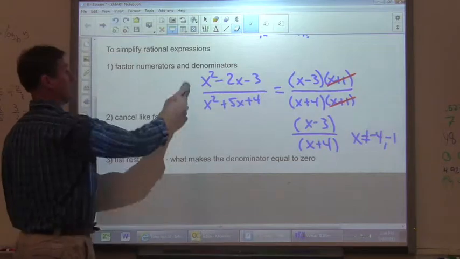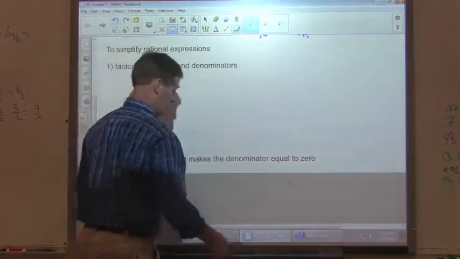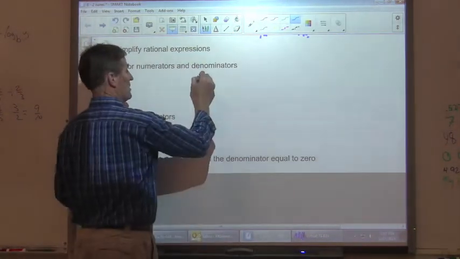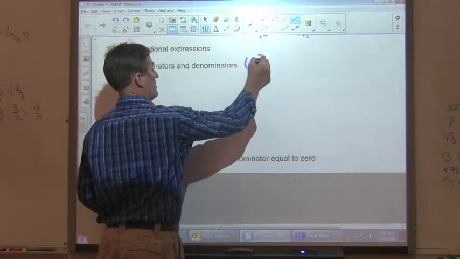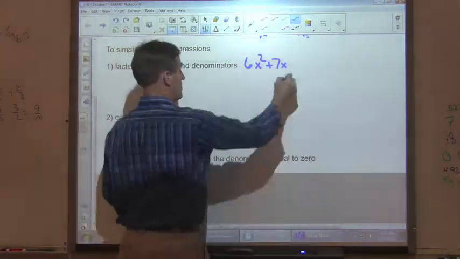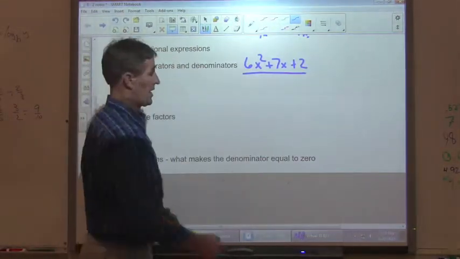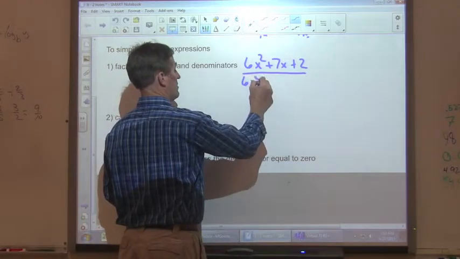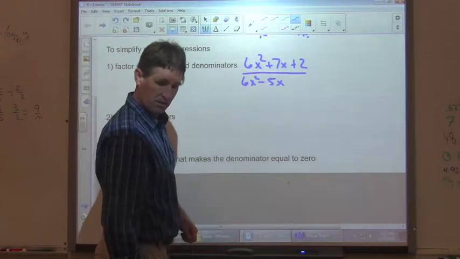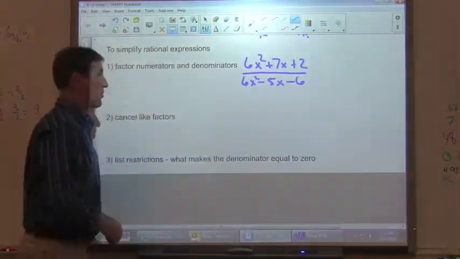Let's go to a little bit more difficult one. (6x squared plus 7x plus 2) over (6x squared minus 5x minus 6). So a little bit more difficult.